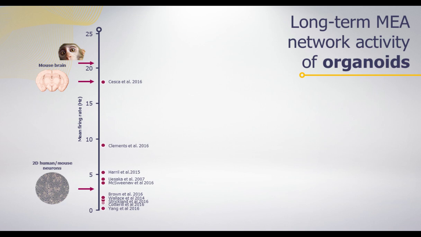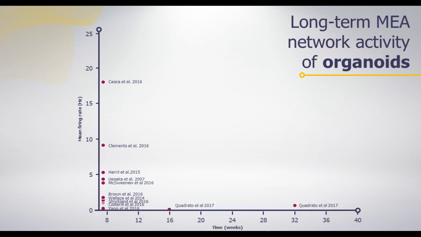So a mouse brain would be around 18 hertz, and a primate brain would be around 20 hertz. So the 2D system is really not recapitulating that level of activity that one would expect for a more mature brain. And even organoids or previous protocols of organoids, such as this one here from Quadrato et al. from the Paola Lotta lab, they were able to keep the cells for up to 32 weeks and measure with multi-electrode arrays, but even so it doesn't reach a level of 5 hertz.